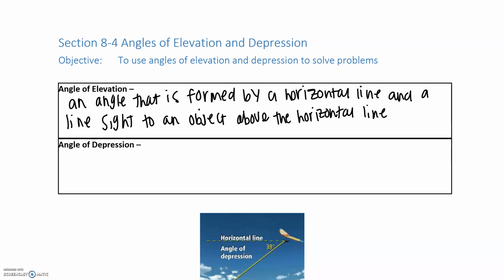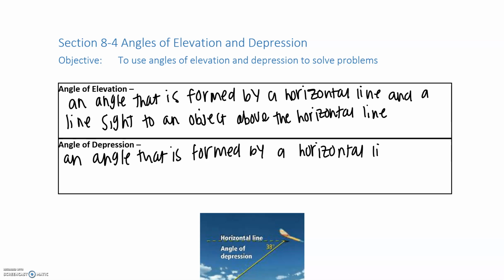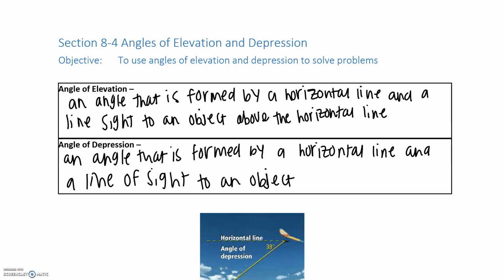Which means that our angle of depression is an angle that is formed by a horizontal line and a line of sight to an object below the horizontal line.